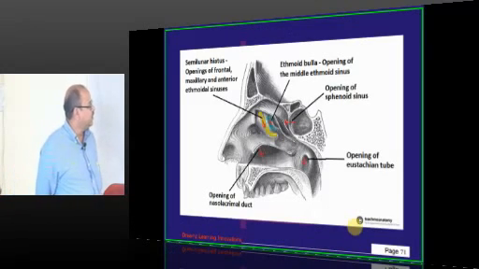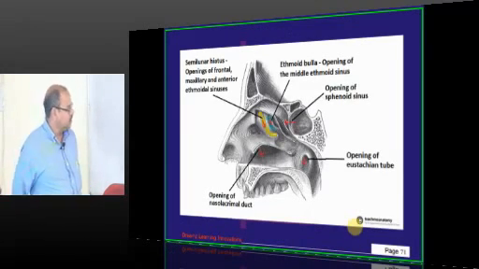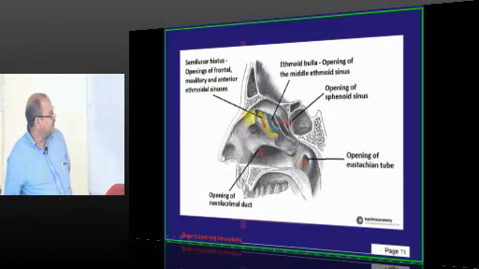This is the diagrammatic representation where you can see semilunaris, the osteomeatal complex, and this is the ethmoid bulla which drains to the middle ethmoid sinus. Opening of sphenoid sinus drains into the superior meatus. This is the opening of nasolacrimal duct.